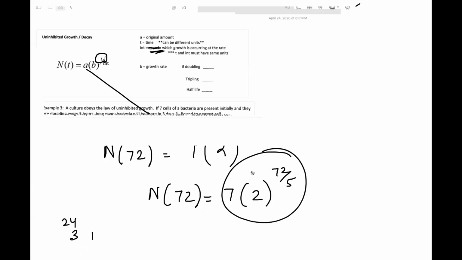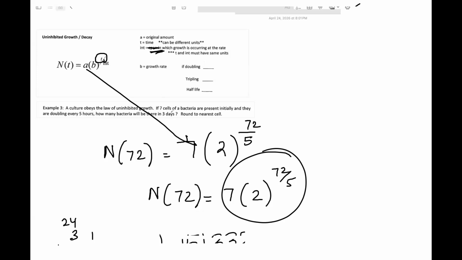It's 151... what is it? 151,331. Yes, 151,332 if you round it. So that is the number of bacteria.